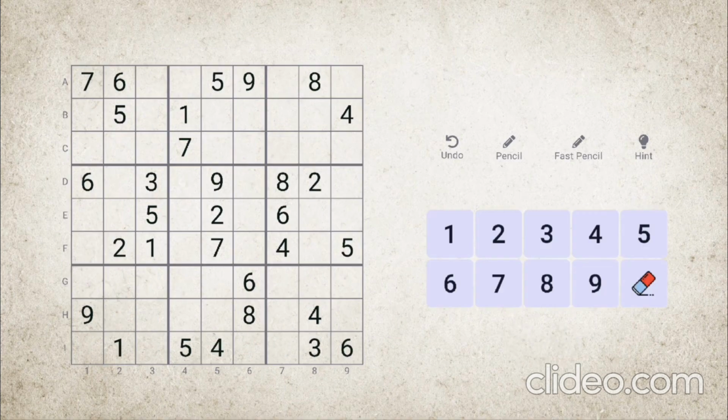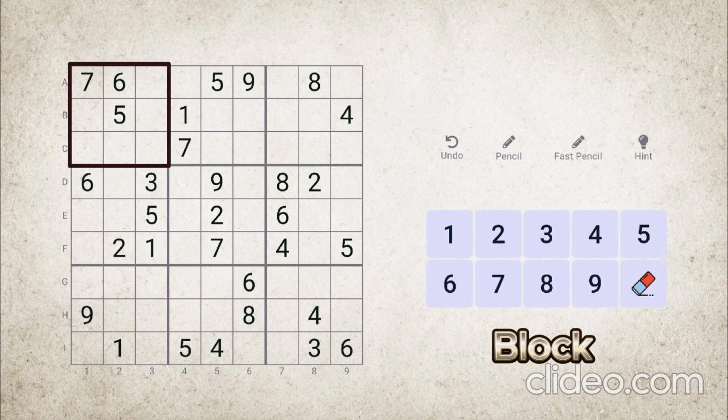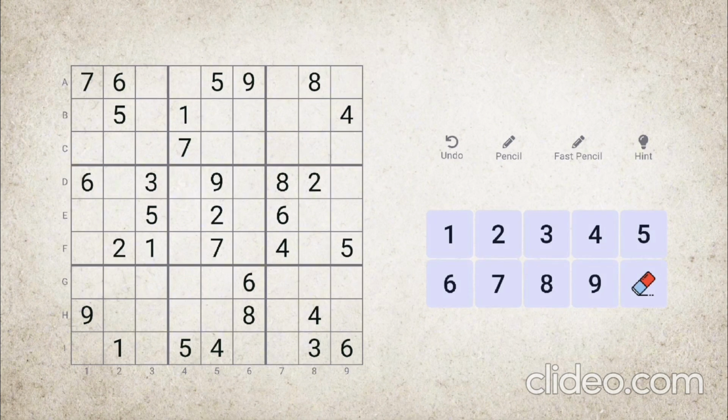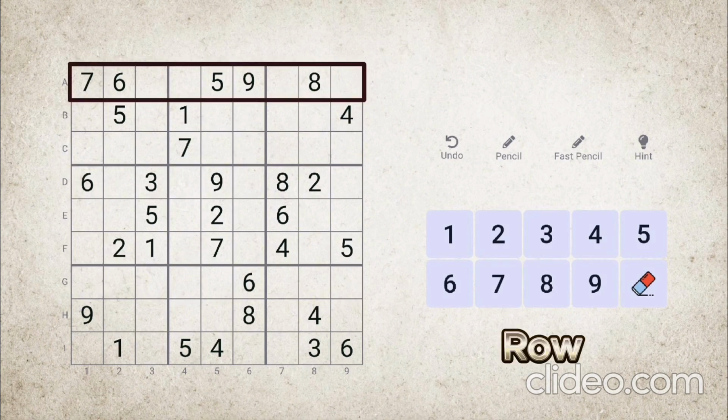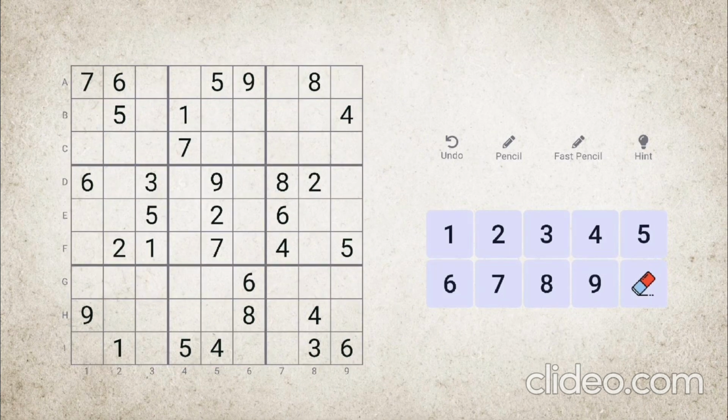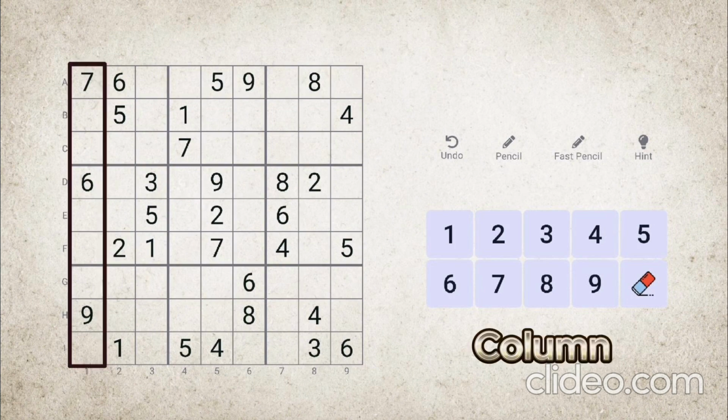Next word is block. A block is a group of these 9 cells. We have 9 blocks like these. Next word is row. In Sudoku, a row is a group of these 9 cells. A Sudoku puzzle has 9 rows like these. Next word is column. A column is a group of these 9 vertical cells. There are also 9 columns in Sudoku.